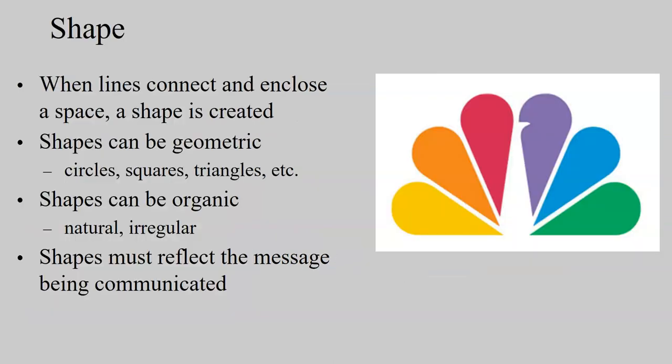And the next element, they're shapes. And so shapes are when lines connect and enclose a space that creates a shape. And so you can see that over here that you've created shapes using what looks like maybe a circle and maybe a triangle. Shapes can be geometric, circles, squares, triangles, etc., or they can be organic, which would be more like natural or irregular shapes. And shapes must reflect the message being communicated.